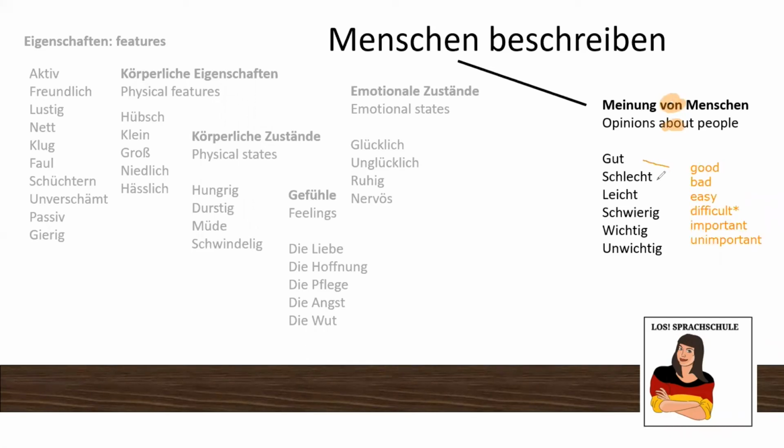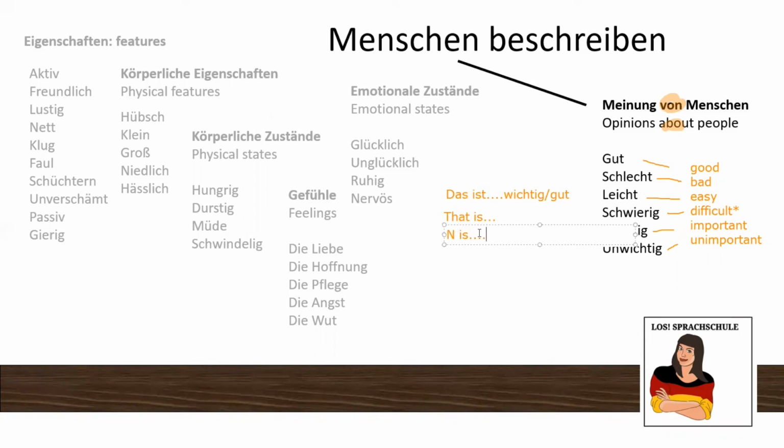Gut, good. Schlecht, bad. Leicht, easy. Or sometimes also light. Something is light, a backpack or something like that. Schwierig can mean difficult, complicated, hard to bear, stuff like that. Wichtig, important. Unwichtig, unimportant. Of course, we can say, das ist wichtig or unwichtig or gut or schlecht or schwierig. Das ist something something. That is. Or second option, you can say the noun is something something.